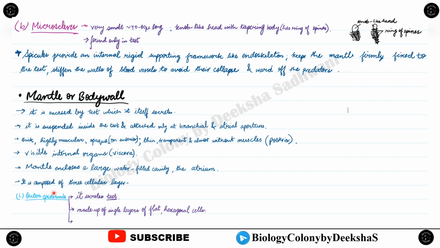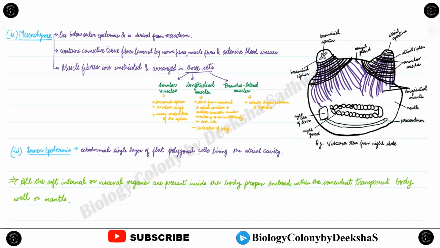Then the mantle layer is composed of three cellular layers, that is the outer epidermis which secretes the test and is made up of a single layer of flat hexagonal cells. Then we have the mesenchyme layer. It lies below the outer epidermis and is derived from mesoderm. It contains connective tissue fibers traversed by nerve fibers, muscle fibers, and extensive blood sinuses. Muscle fibers are unstriated and arranged in three sets: annular muscles, longitudinal muscles, and branchiolateral muscles.